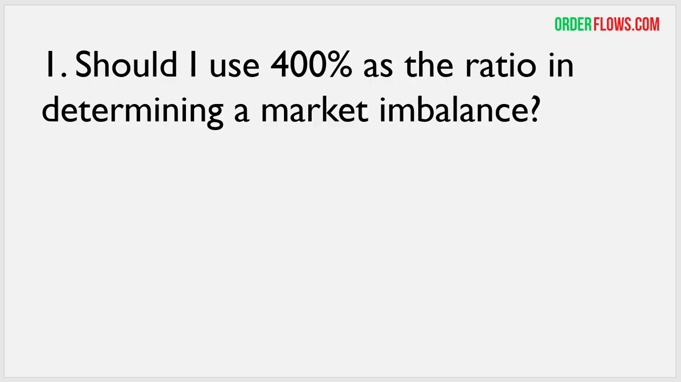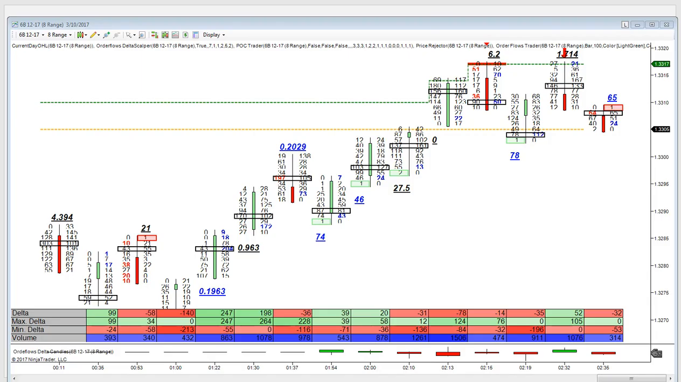So, question number 1. Again, there's no order to these. These are just questions, and I've just been saving them up and putting them in there. So, should I use 400% as the ratio in determining a market imbalance? Well, you could use whatever you want, but 400% seems to be the industry standard by most traders.